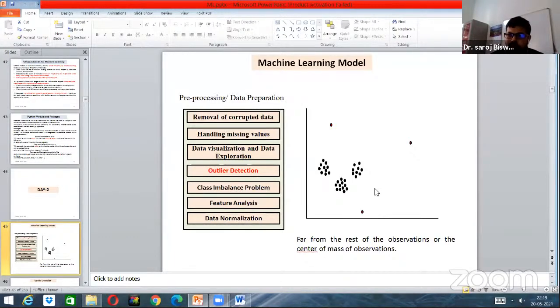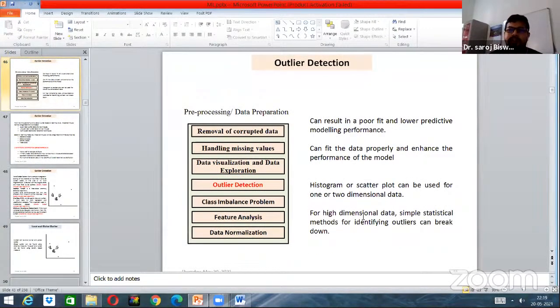Now we have another question. If such observations are there, what is the problem? The problem is that they can result in poor fit and lower predictive modeling performance. The performance of the model we are going to make will degrade if we have outliers. So whenever we have outliers, they have to be removed. Once the outliers are removed, the model can fit the data properly and its performance improves.